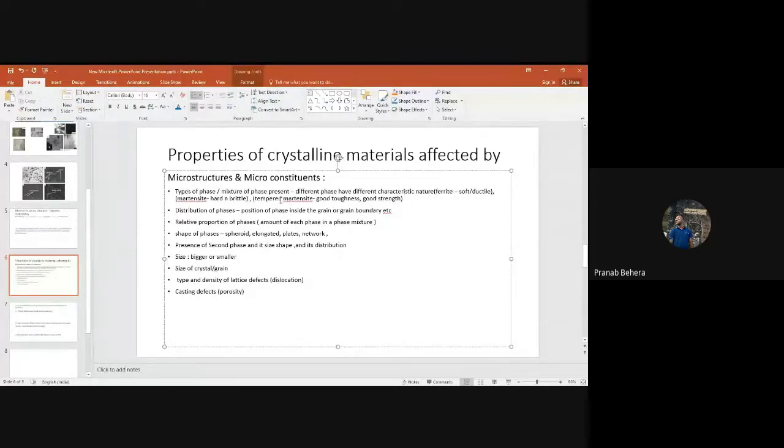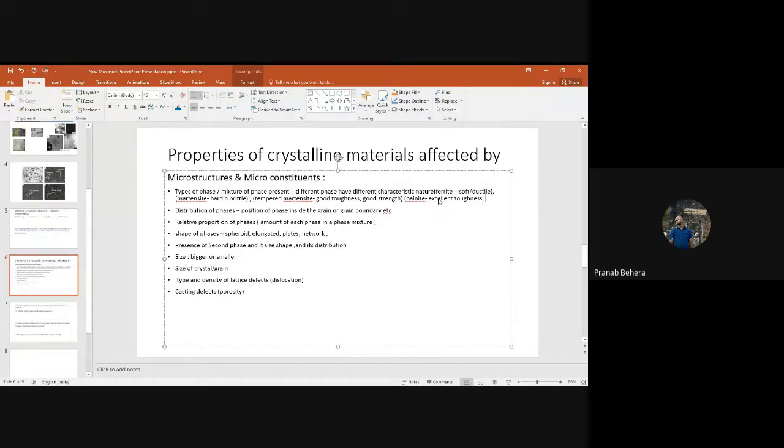So if I have tempered martensite, it has good toughness, good strength, and some ductility also. Similarly, if I have a bainitic phase or bainitic microstructure, can you tell me what the nature of bainite is? High toughness. Very good, excellent toughness. High corrosion resistance. How will corrosion resistance come? Can you justify it?